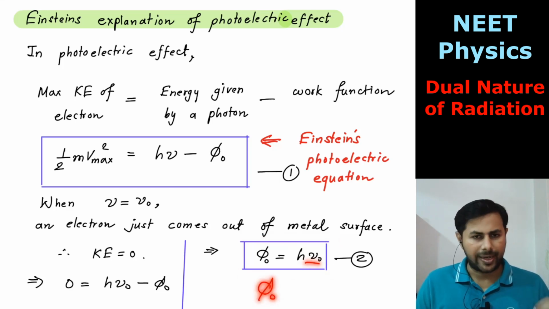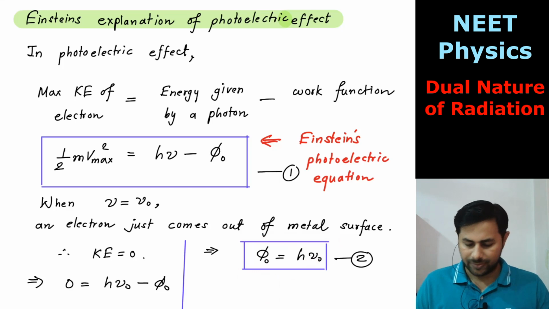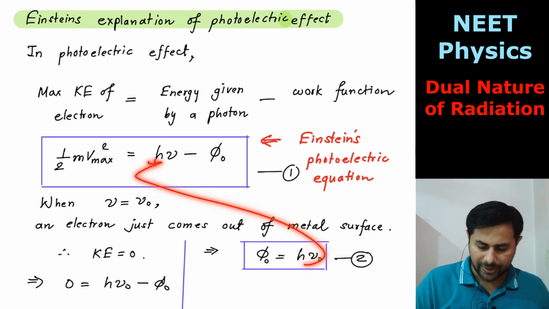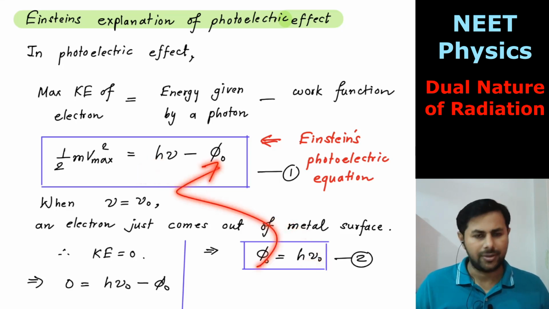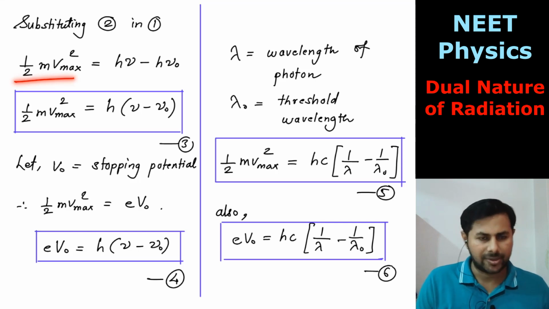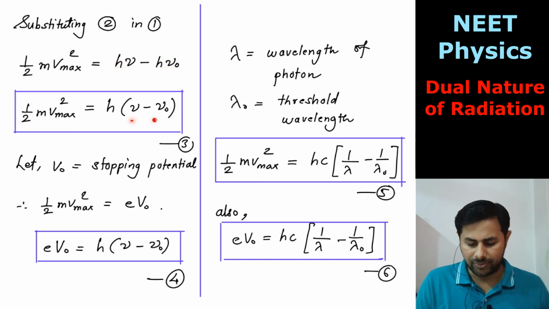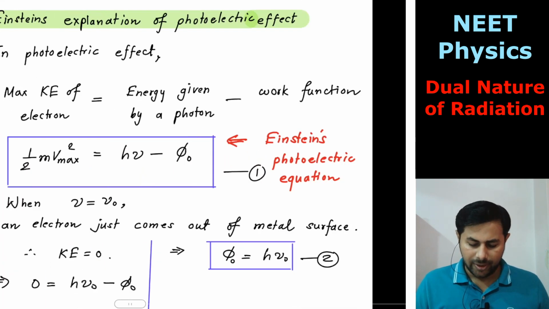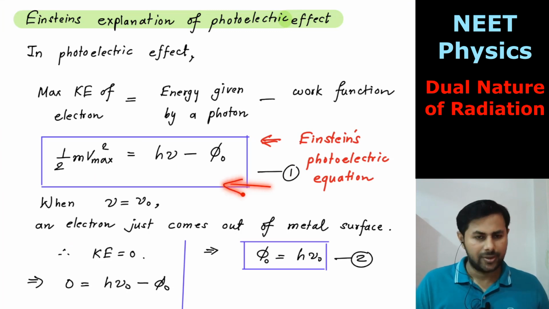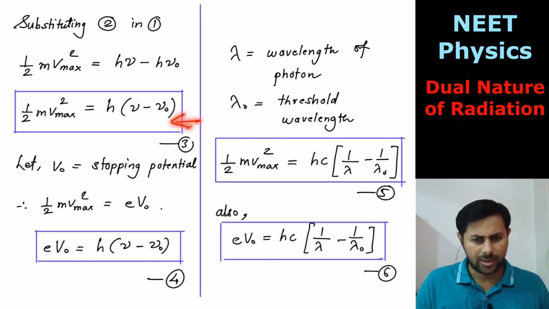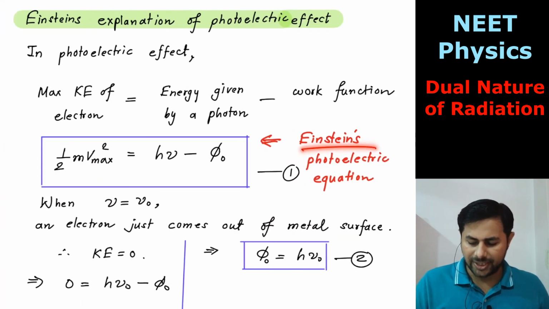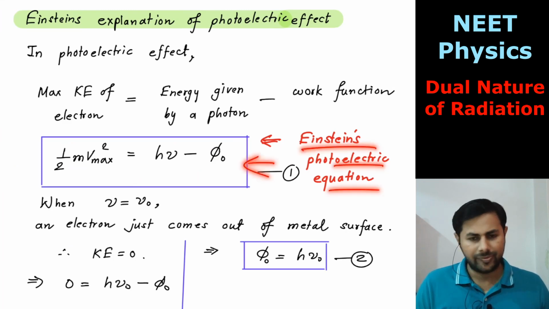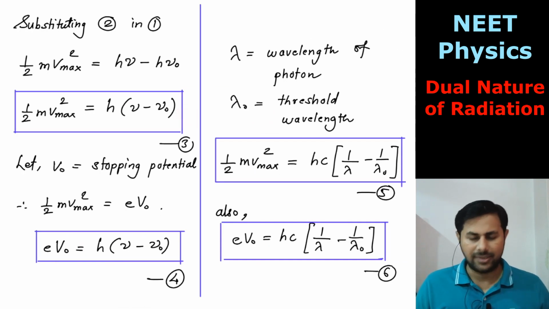How much is the work function? Phi naught is equal to h times nu naught. Good. So then you substitute that back in this equation here. So you will get half of m v max square is equal to h nu minus h nu naught, or half of m v max square is equal to h times nu minus nu naught. We'll see that in some other form also. This is called the Einstein's photoelectric equation. In this form also, it is known as the Einstein's photoelectric equation.